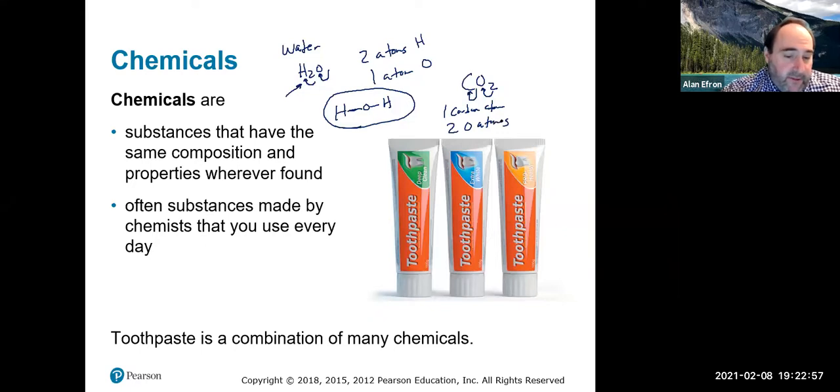And again, it's always going to be really that composition. Substances are made by chemists that we use every day. A substance could be a pure substance, or it could be a mixture as well. And a mixture is basically multiple things together. Toothpaste, for example, is an example of that.